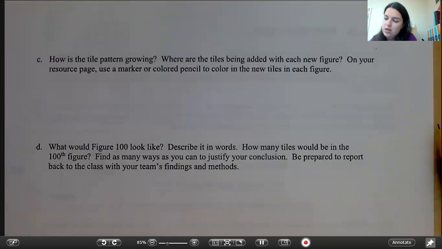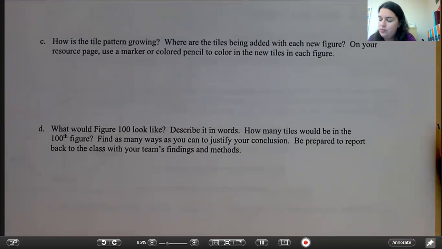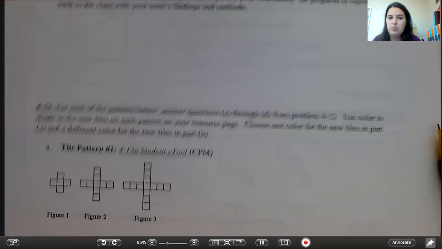It'll be easier. Part D says, what would figure 100 look like? Describe it in words. How many tiles would be in the 100th figure? Find as many ways as you can to justify your conclusion. Be prepared to report back to the class with your team's findings and methods. So then you'll answer part D for tile pattern number 2.